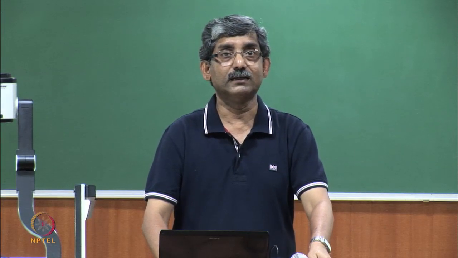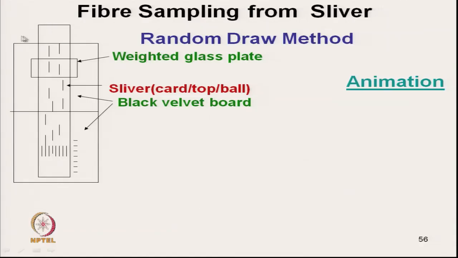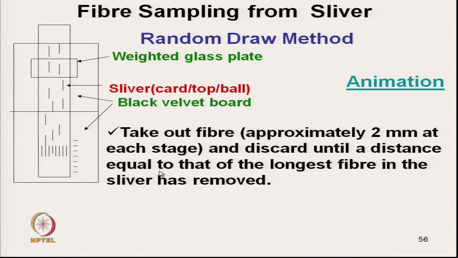Here this is a sliver, and there is a black velvet board. Take out the fibers approximately 2 millimeter in each stage. First, this is the black velvet board, and above that the sliver is placed, our test sliver, and we are placing some weighted glass, so that the sliver does not move.